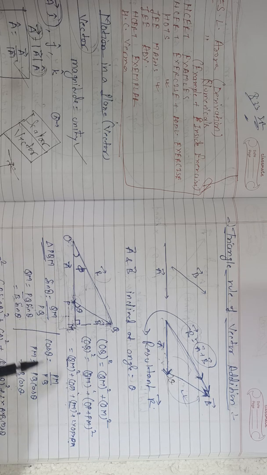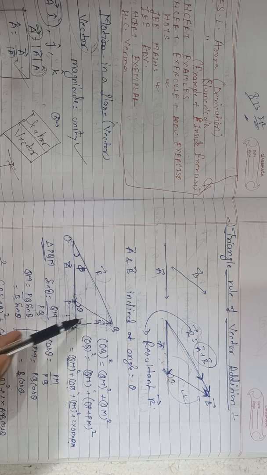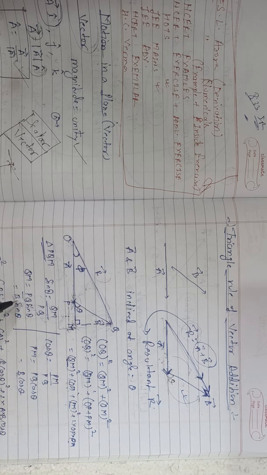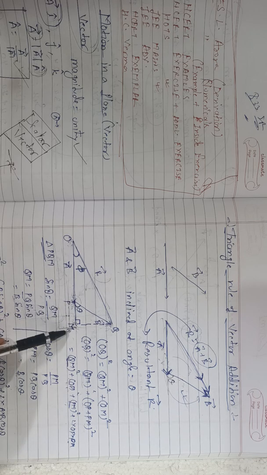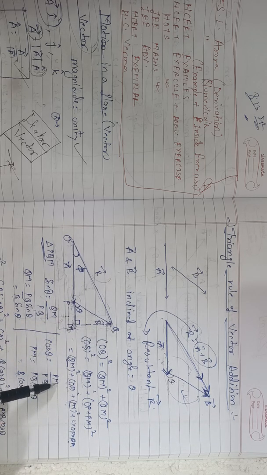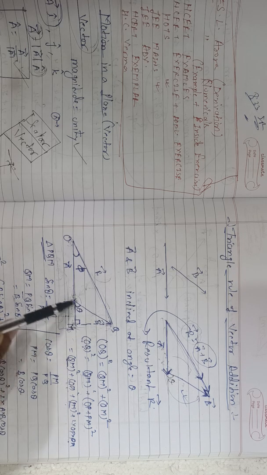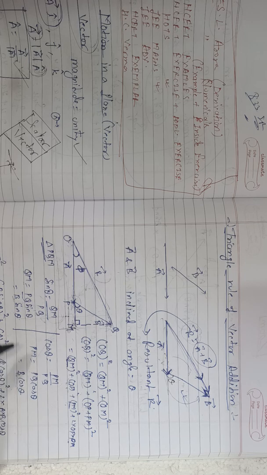Now what is PQ here? PQ value is the B vector. So QM will be equal to B sine theta. Now we have the value of QM. After that, we will go for cos theta. Cos theta is what? Base by hypotenuse. So it will be PM by QP. From there, we can find PM as PQ cos theta. What is PQ here? PQ is the B vector. So it will be B cos theta. So QM and PM value now we have.